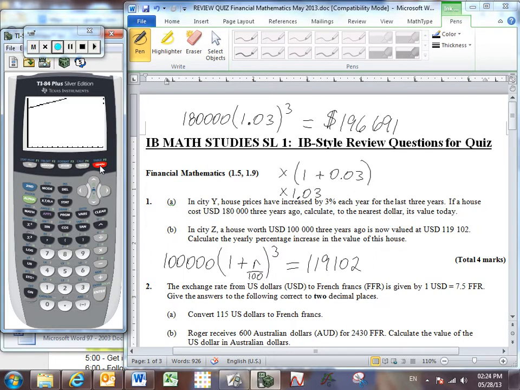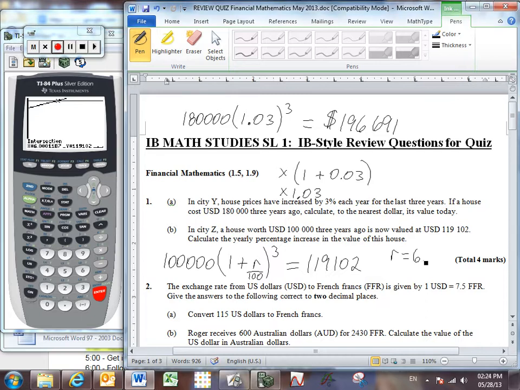Alright, there's our gradually increasing function, and there is the constant value, and clearly where they intersect, that will represent the rate of increase. So I'll say second calc intersect, that's my first curve, that's my second curve, and as a guess, I'll move the cursor close and hit enter, and it looks like 6.000, so I think it's safe to show then that R is equal to 6.00% when I round to three significant figures.